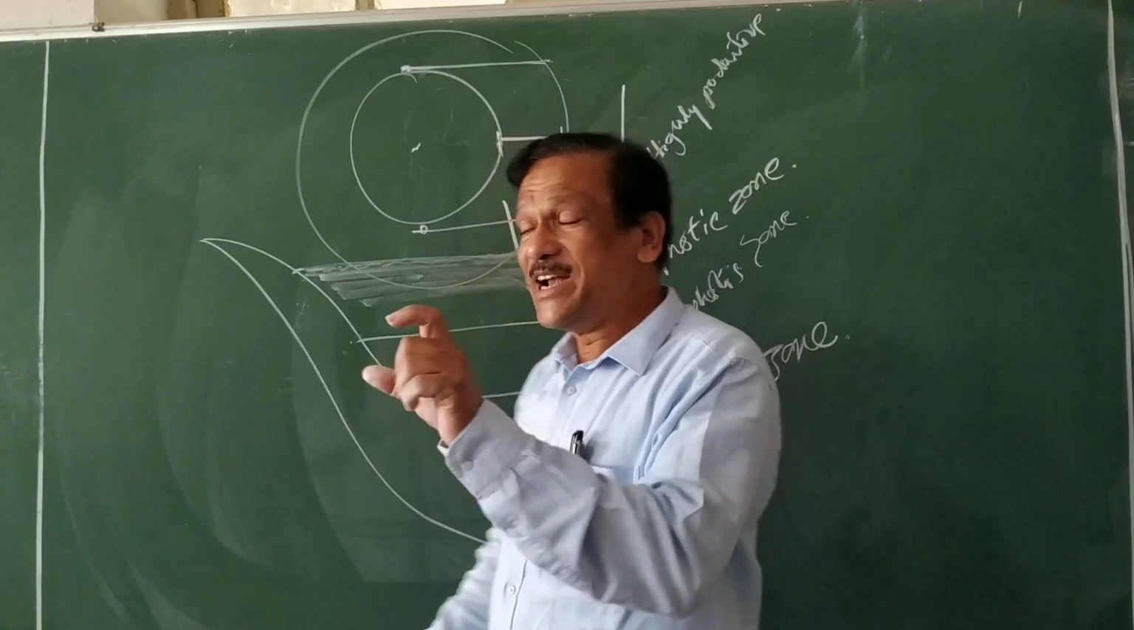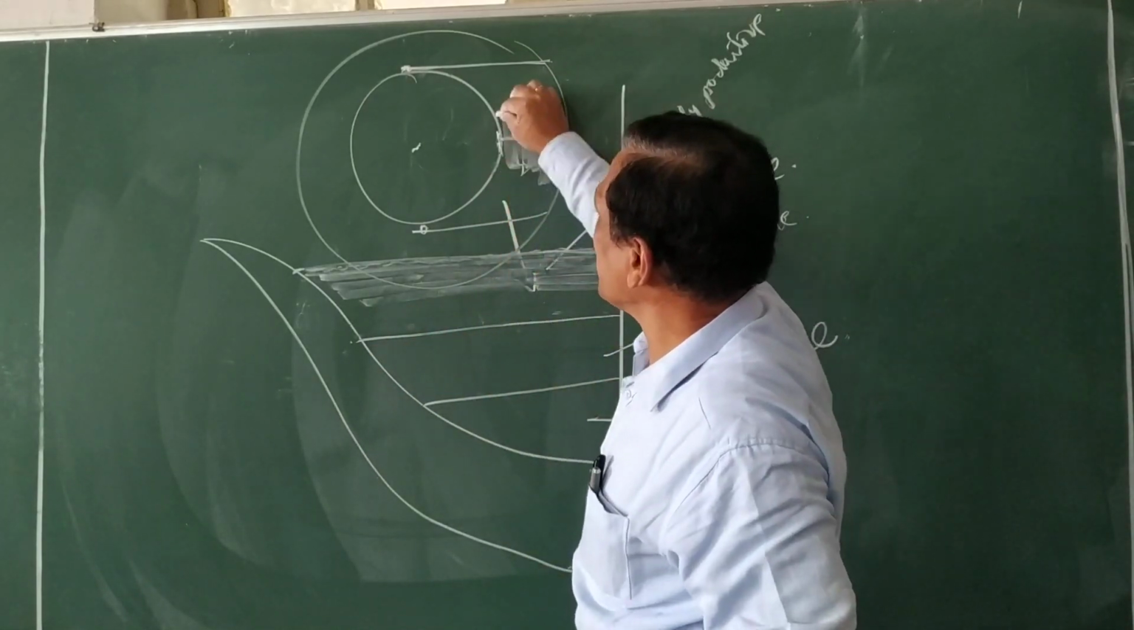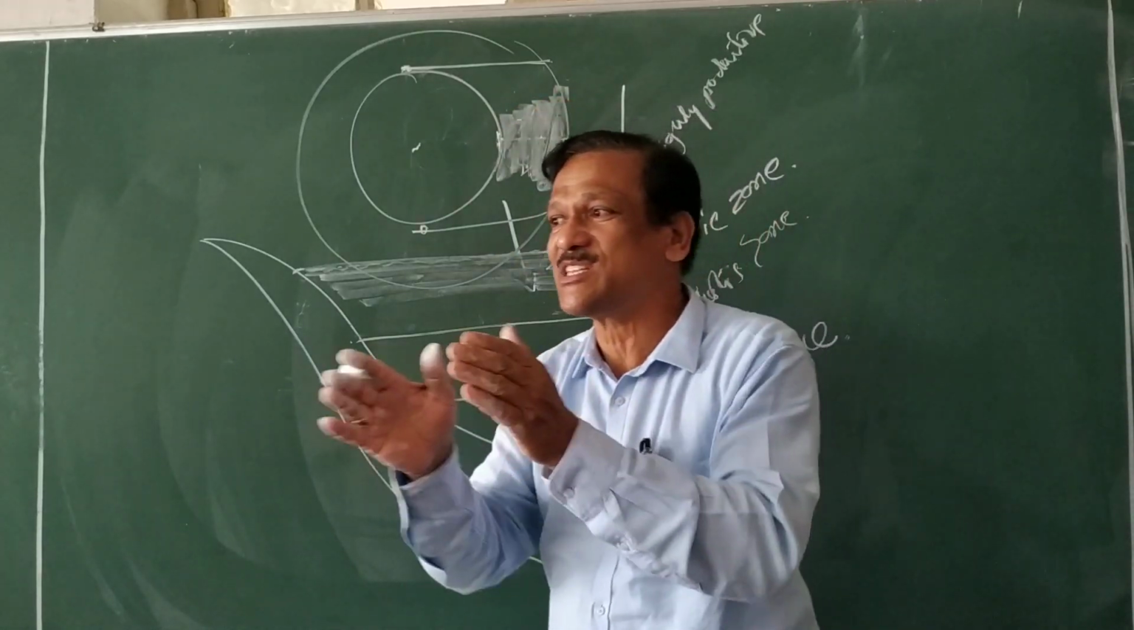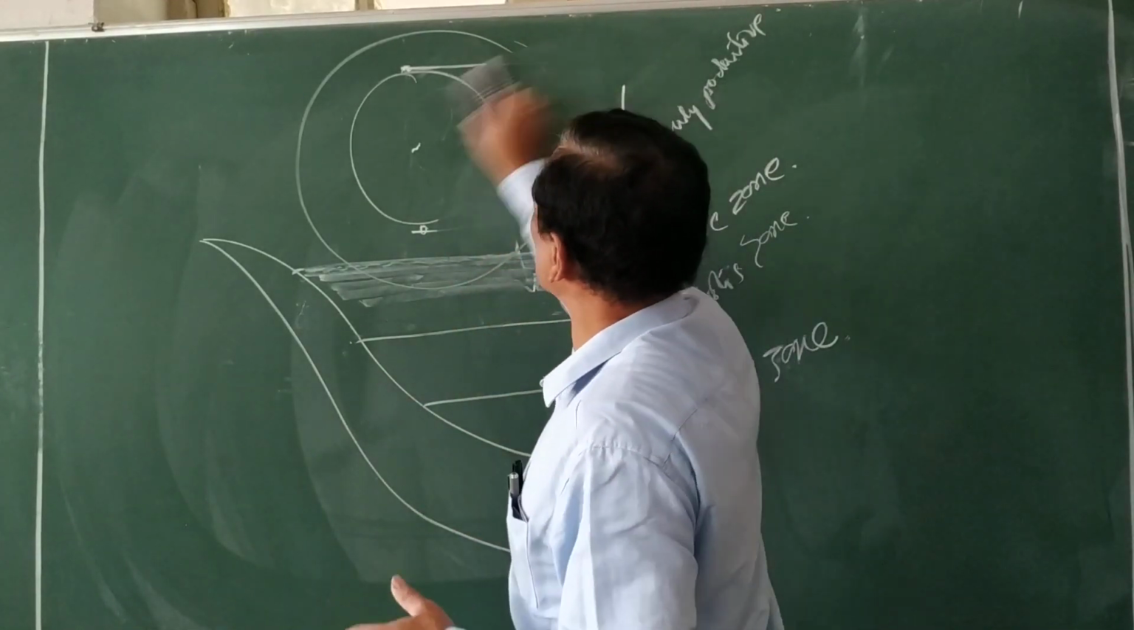When the light rays penetrate into the atmosphere, the particles in the atmosphere, gaseous molecules and the dust particles which are present in the atmosphere, they resist the penetration. The same thing happens in water also.